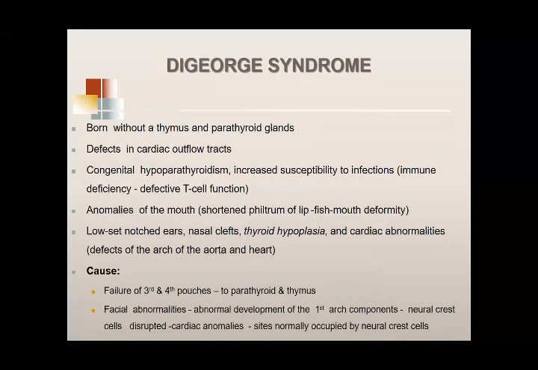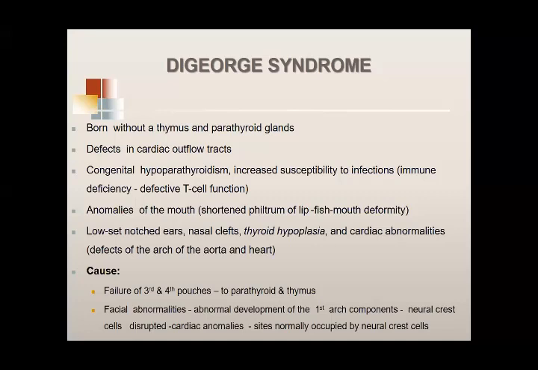Okay, and unfortunate problems that we have. This is DiGeorge syndrome. In this condition, the child is born without the thymus and parathyroid glands. Mostly it is the inferior parathyroid because with the thymus from the third arch develops the inferior parathyroid. Parathyroids from both the arches may be missing.